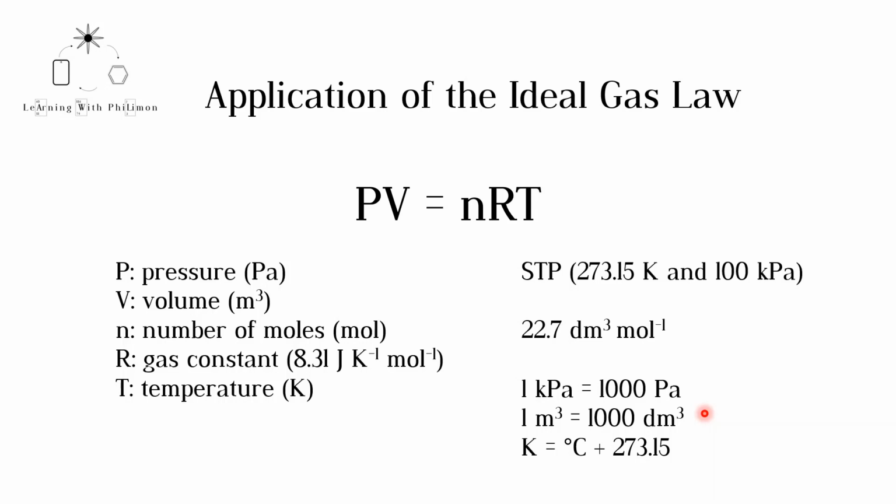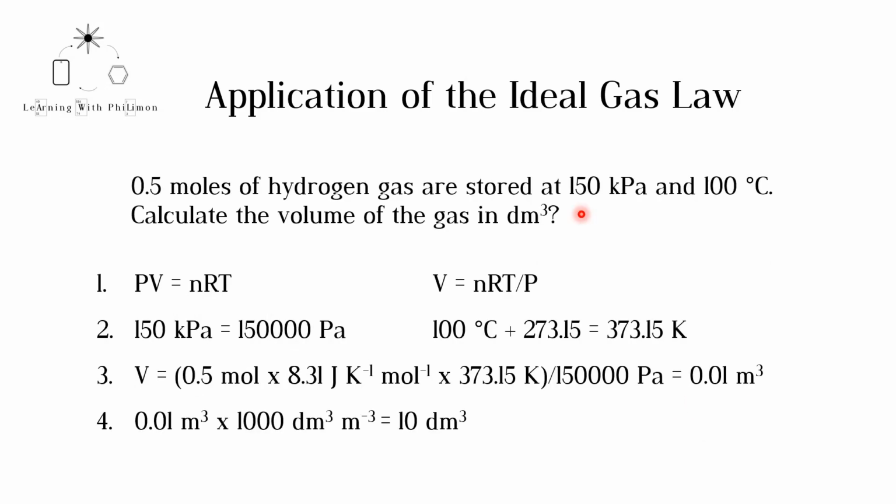To convert from degrees Celsius to Kelvin, we need to add 273.15 to the value in degrees Celsius. Let's see now how we can apply this equation. A typical question would be: 0.5 moles of hydrogen gas are stored at 150 kilopascals and 100 degrees Celsius. Calculate the volume of the gas in decimeters cubed.